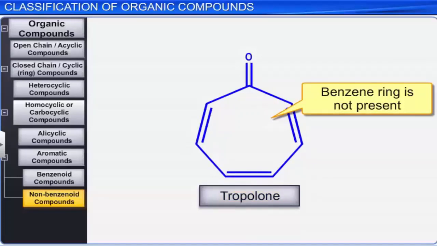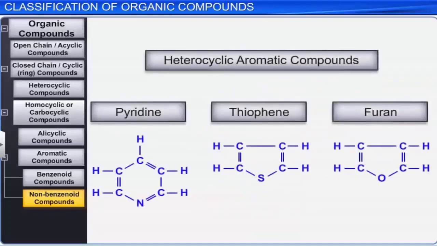There is another class of aromatic compounds called heterocyclic aromatic compounds. These compounds contain heteroatoms such as nitrogen or sulfur or oxygen in addition to carbon atoms in the ring and resemble benzene in their properties. For example, pyridine, thiophene and furan are heterocyclic compounds containing heteroatoms nitrogen, sulfur and oxygen respectively.